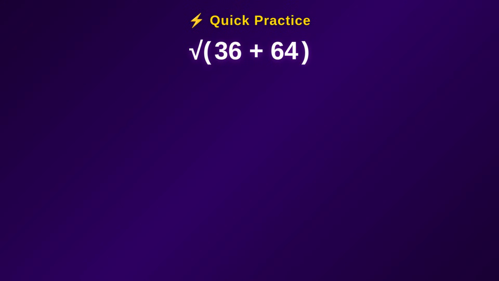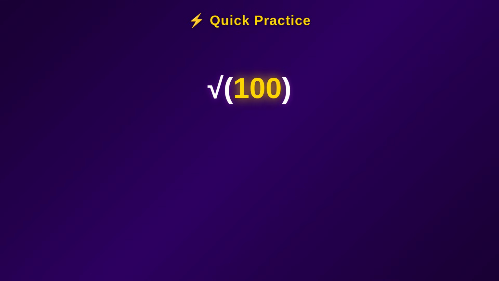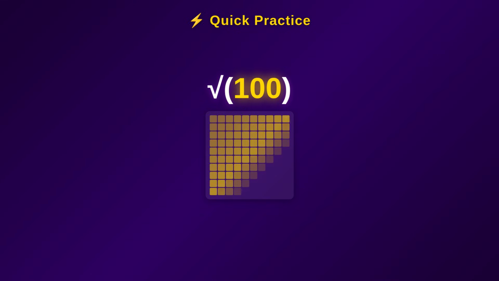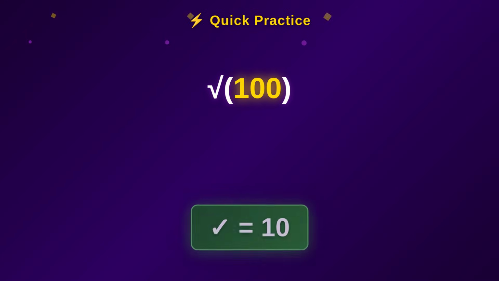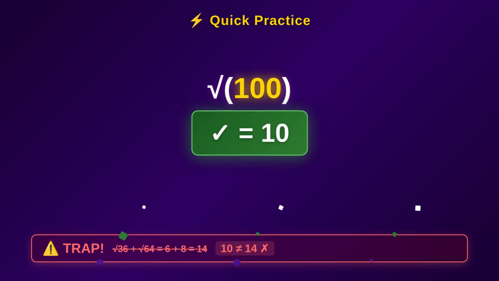Let's do one more quick practice problem to make sure you've got this. Find the square root of 36 plus 64. Remember the golden rule. Add inside first. 36 plus 64 equals 100. Now take the square root of 100. 10 times 10 equals 100, so the square root of 100 is 10. Our answer is 10. If you had split it incorrectly, square root of 36 is 6, square root of 64 is 8, and 6 plus 8 is 14. But 14 does not equal 10. You saved yourself from that trap.